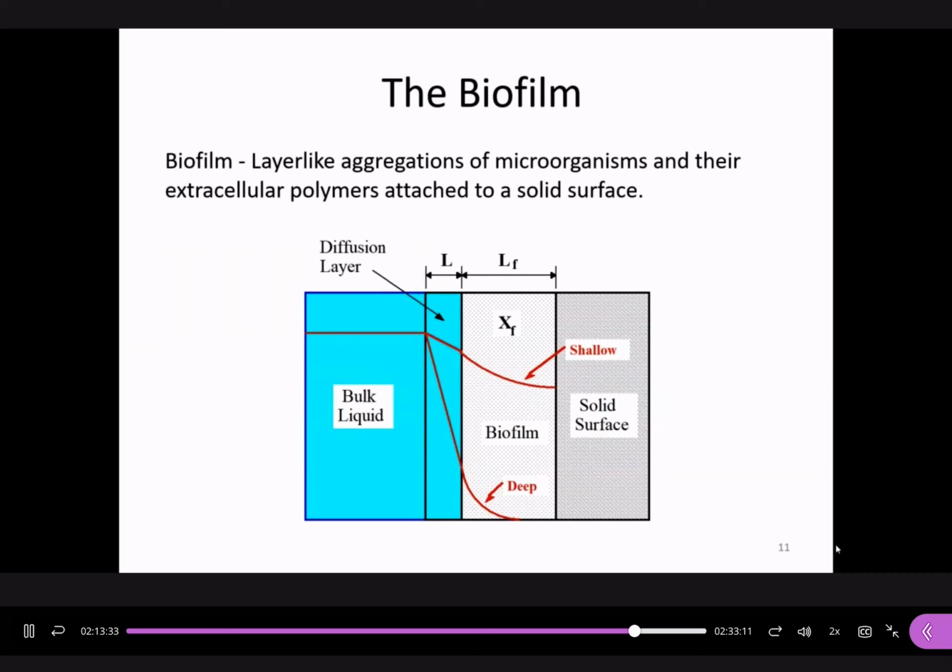And here you have a biofilm, and this is the media surface, and this is bulk liquid. That's our wastewater, right? And the organics need to diffuse first to the surface of the biofilm, and then transport inside. Okay, and the organics will be consumed within the biofilm. So you see a decrease of organic concentration.